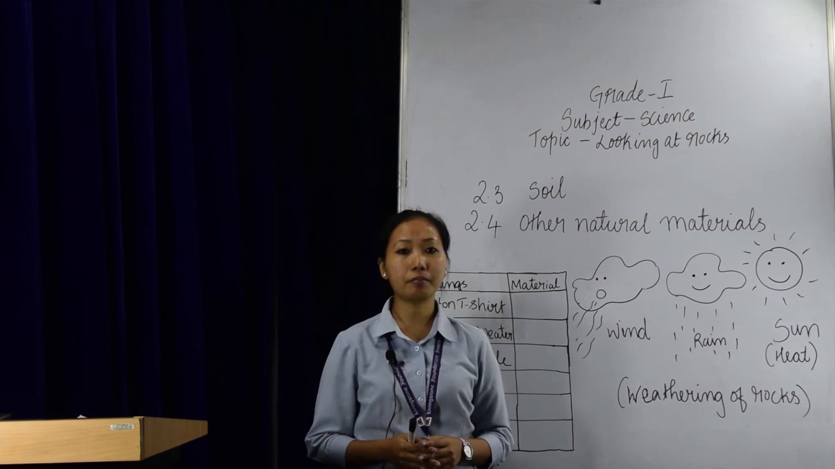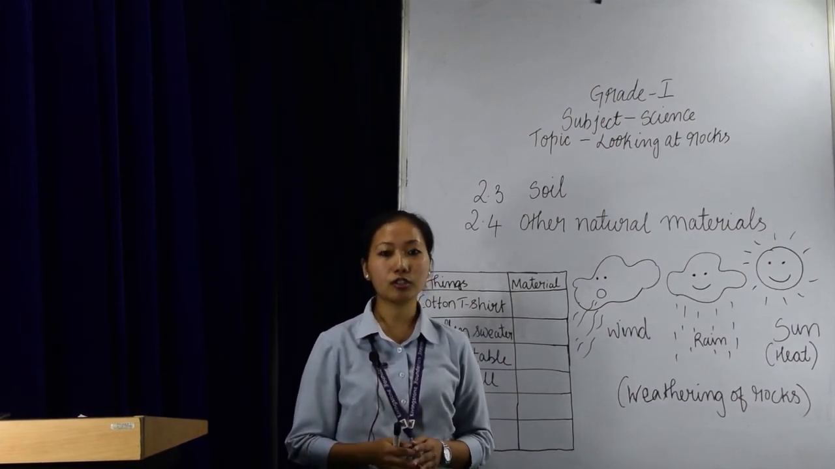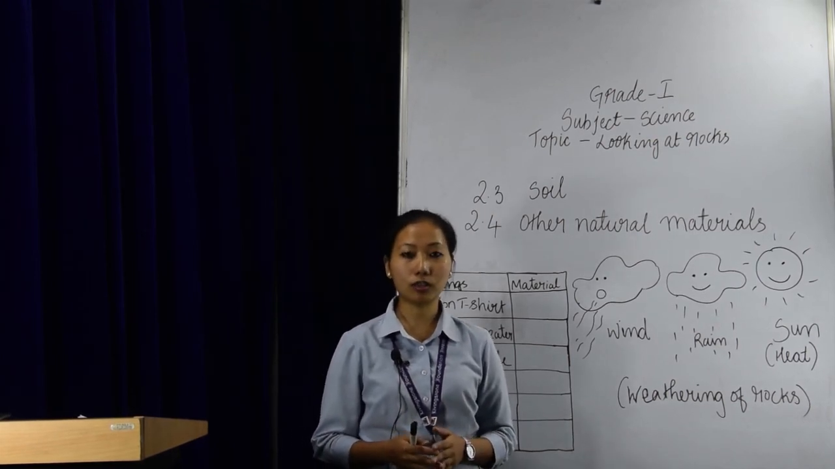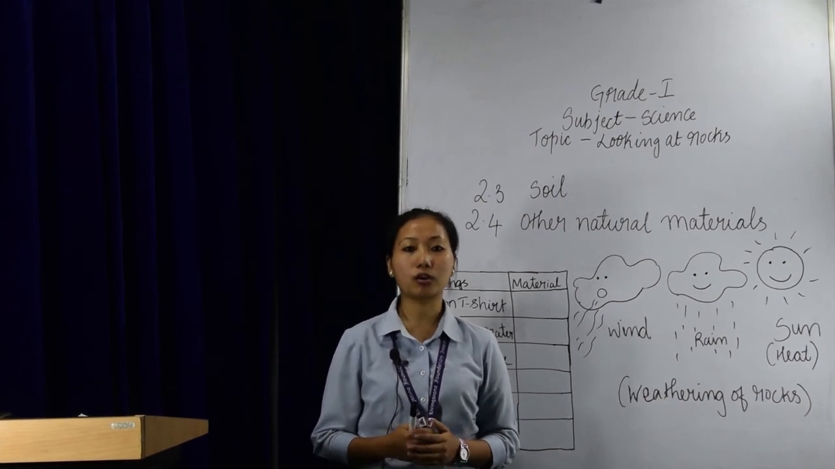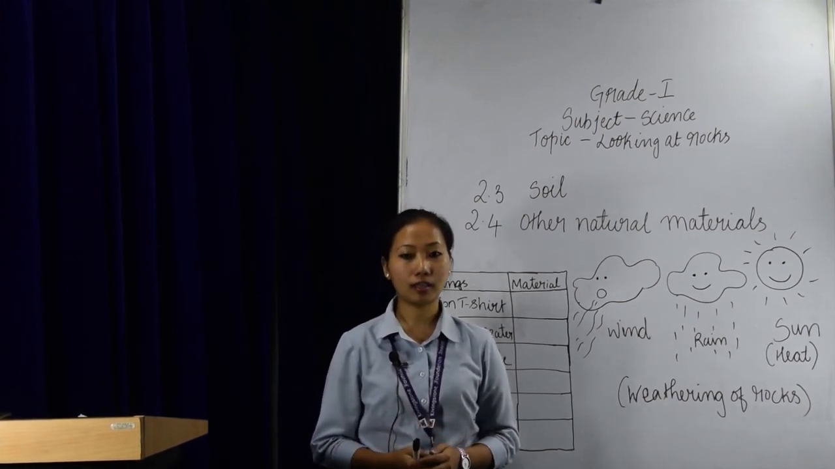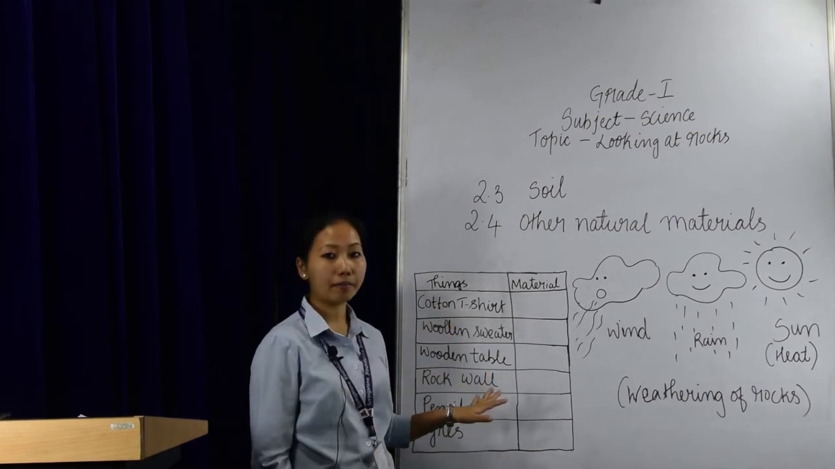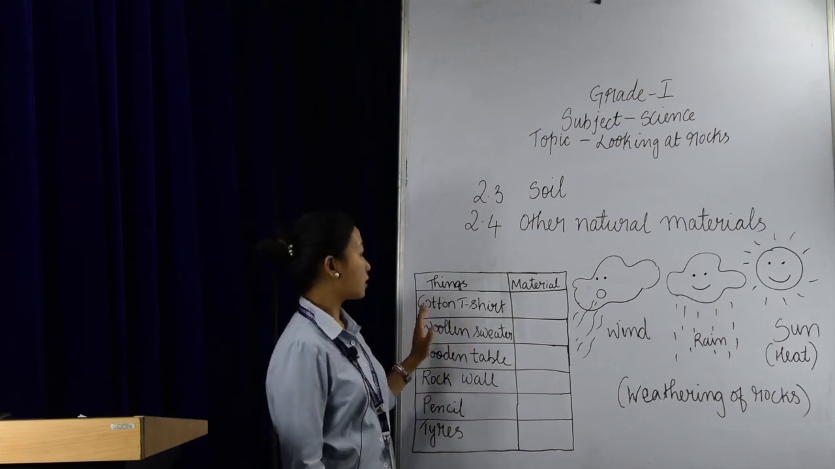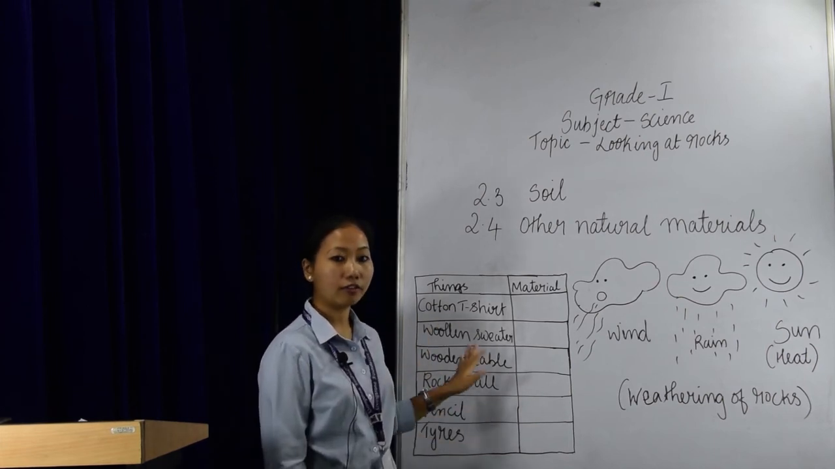Whereas some man-made materials are buildings, plastic toys, chalk, books, clothes, woolen clothes and cotton clothes. The things that are made by man are called man-made materials. Here we can see some of the things that are made by man. Now let us see what material is used to make the following things.